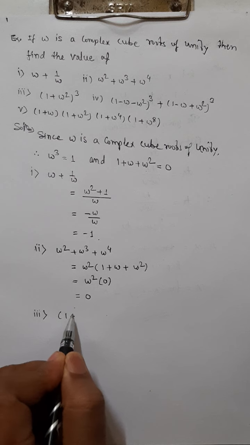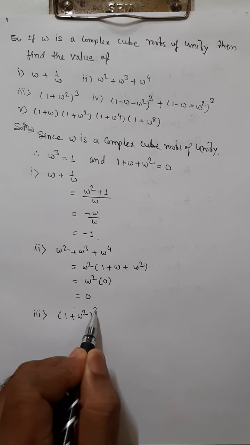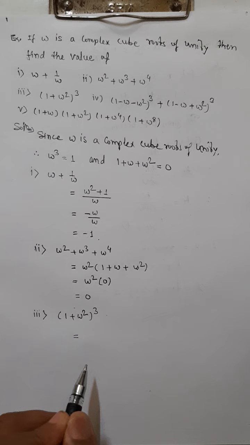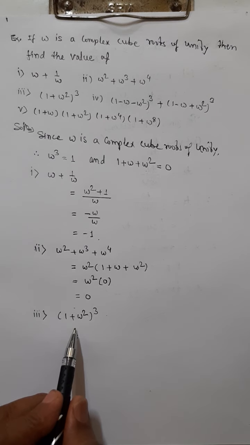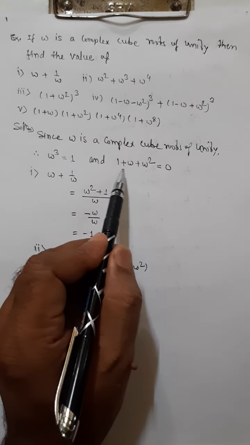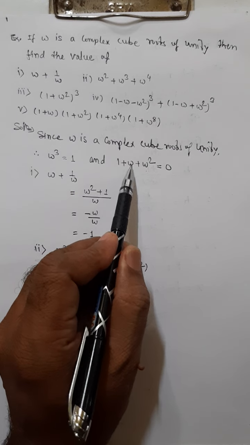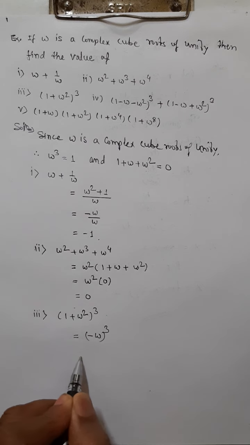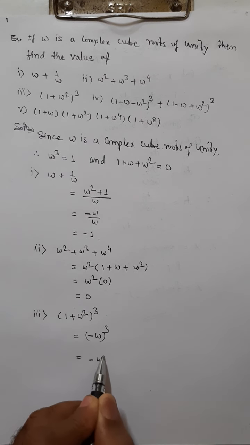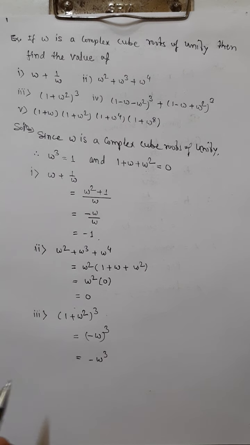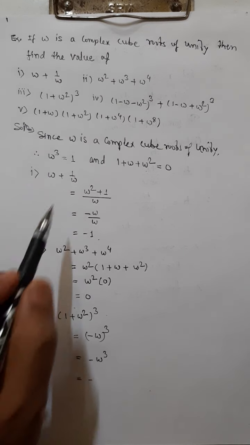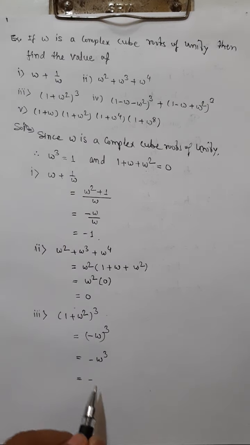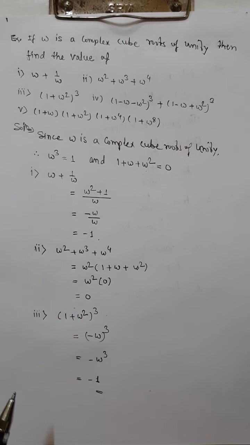We have to find the value of 1 plus omega square, its cube. So here we can find value of 1 plus omega square, and its value is minus omega. Substitute here minus omega its cube, and minus omega cube means we get minus omega cube. Minus sign means minus 1 its cube, that gives minus omega cube. And from the first result we know value of omega cube is 1, and note that minus 1 is the value of this third problem.